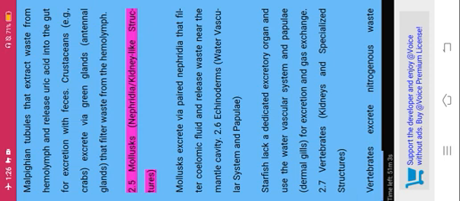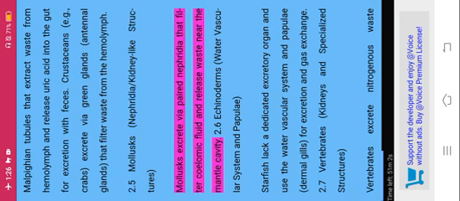2.5 Mollusks. Nephridia. Kidney-like structures. Mollusks excrete via paired nephridia that filter coelomic fluid and release waste near the mantle cavity.